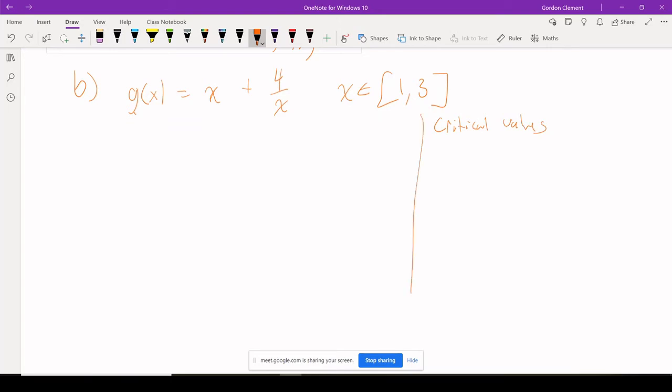Yep. So we have 1 and 3 as our 2 endpoints. And then to get the rest, we're going to have to take the derivative. So with this function here, what do I have to do to get the derivative of this function? So rewrite it so that it looks like an exponent. And then we can use our rule from this morning. The derivative is going to be derivative of x is just 1. And the derivative of this, the negative comes down, it becomes negative 4x to the minus 2.